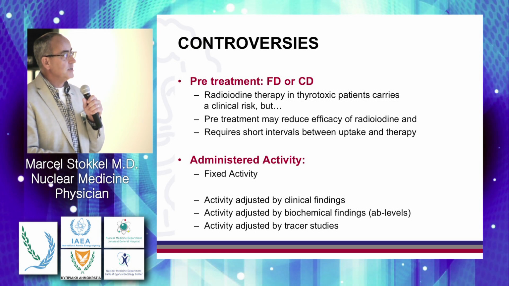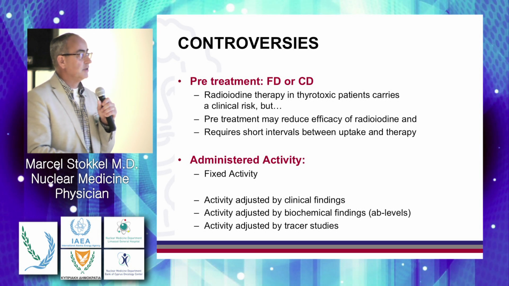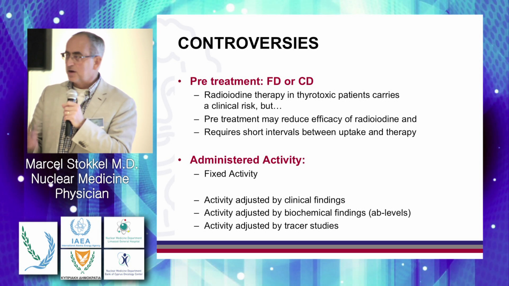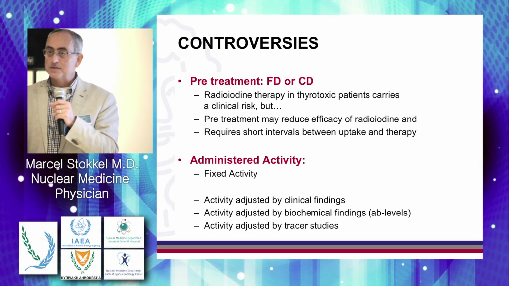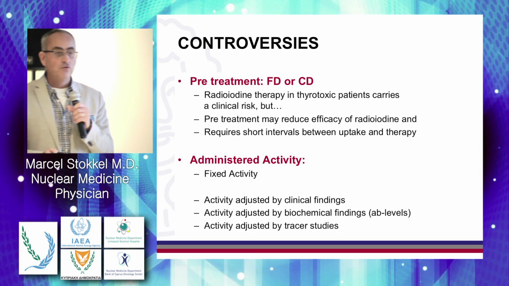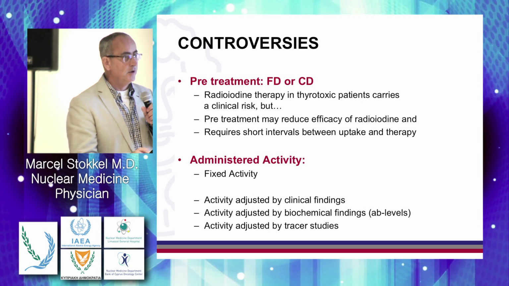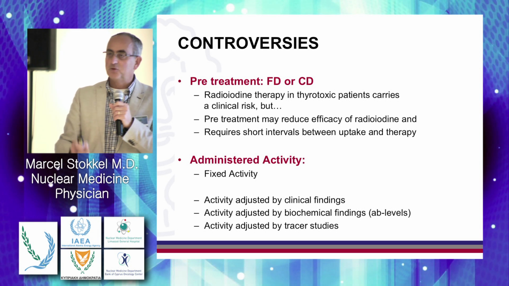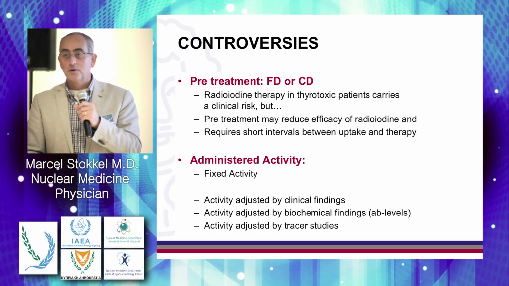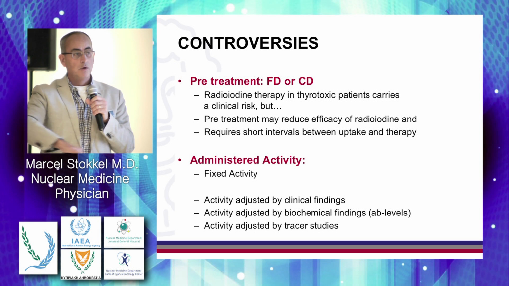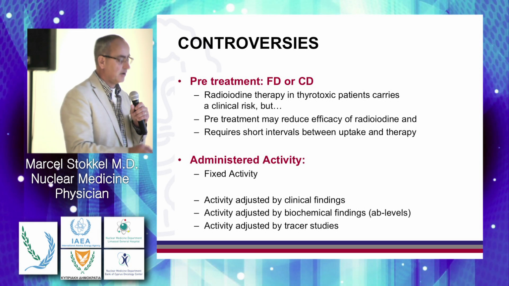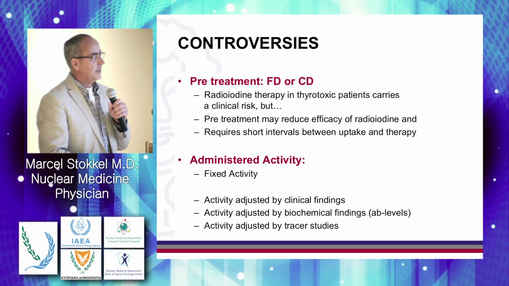Another important issue is that it requires short intervals between uptake measurements and the treatment. So if you want to do dosimetry and you start block and replace therapy, you have to stop it, do your uptake measurements within 4 to 7 days, and within 3 days thereafter, you have to give the treatment. The longer the interval between your uptake measurement and your final treatment, the more unpredictable the outcome will be. And that has all to do with the fluctuation of TSH levels, etc. So be very careful. And finally, of course, the administered activity.